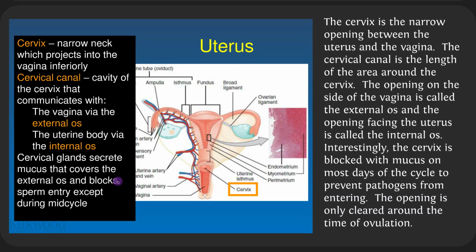The cervix is the narrow opening between the uterus and the vagina. The cervical canal is the length of the area around the cervix, so through here. The opening on the side of the vagina is called the external os, and the opening facing the uterus is called the internal os. I always find this interesting that the cervix is blocked with mucus on most days of the cycle to prevent pathogens from entering. The opening is only cleared around the time of ovulation, so sperm can enter and get up to the egg.